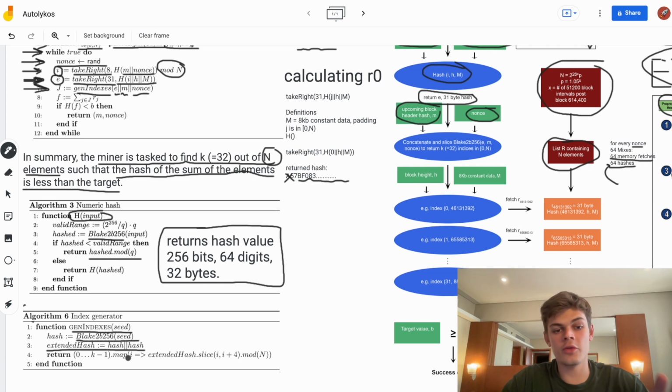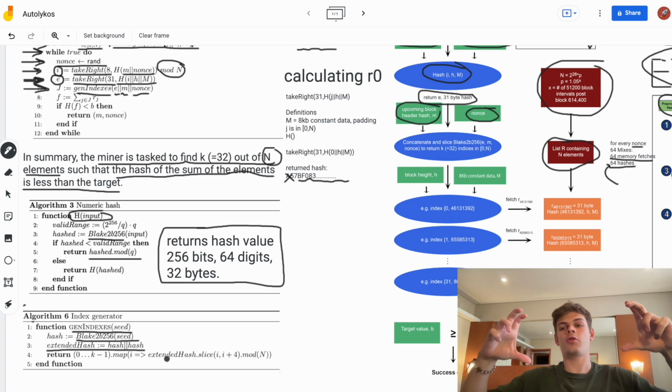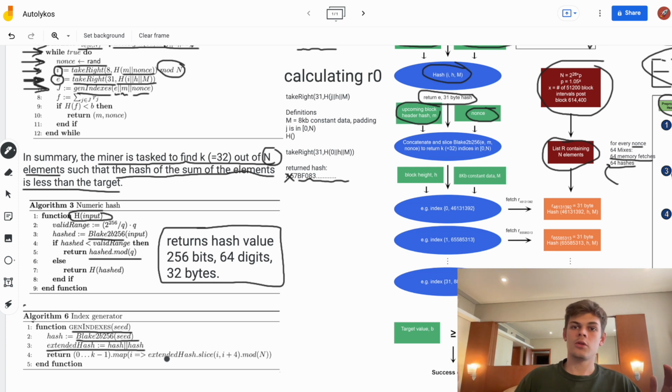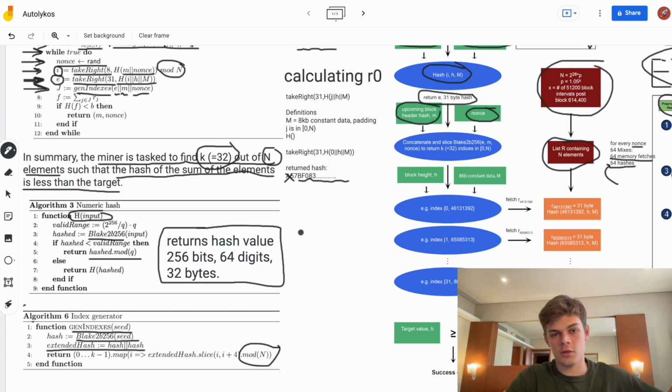And then what happens? This is the interesting part. Now we have a hash value that has been created, and we've extended it by a bit. And now we're slicing that hash to do what exactly? Well, to return 32 values, because k is equal to 32. If k is equal to 64, then 64 indexes are generated, but in this case, k is equal to 32. Return 32 indexes that are all mod n. So it returns 32 integers that are all between 0 and n minus 1, because all of the slices were modded by n.